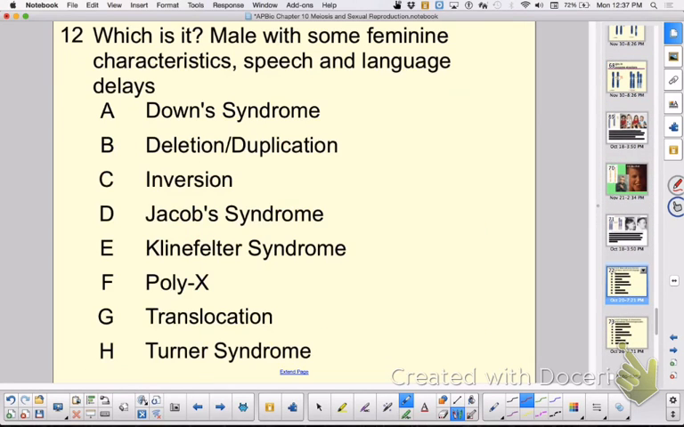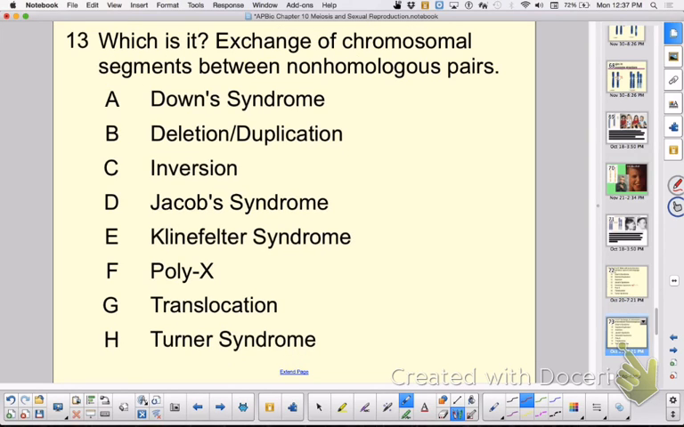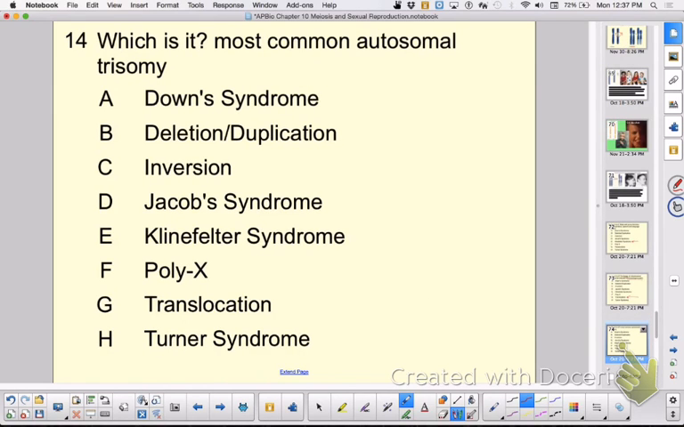All right. Do you know which one that is? What one do you think? Yes, Klinefelter's. Well done. Are these going to be on the quiz? These are pretty hard. This one you should get. That's translocation, because she saw non-homologous pairs and they were exchanging. That's translocation. I'm in the wrong location. I translocated. You should know the answer to this.